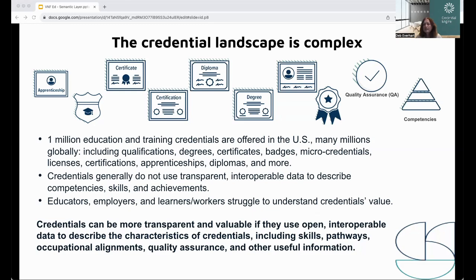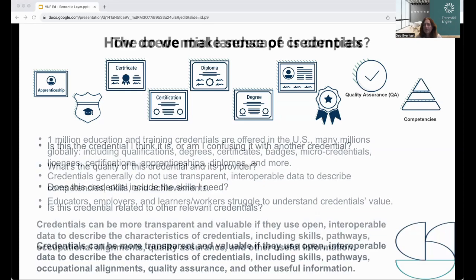Credential Engine's technologies can help provide better transparency, and credentials can be more meaningful and valuable if they use open, interoperable data to describe their many different characteristics.